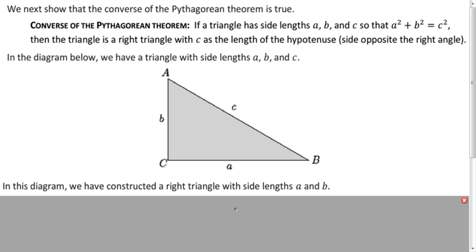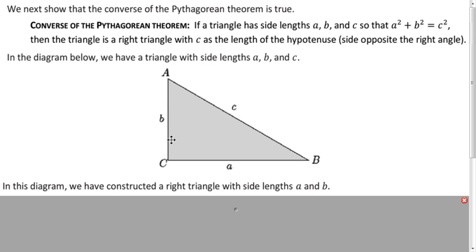Now remember, we also have the converse of the Pythagorean theorem. We know that if we have a triangle with side lengths that satisfy this equation, then the triangle is a right triangle. So now this is going the other direction for the Pythagorean theorem. So how can we prove that?